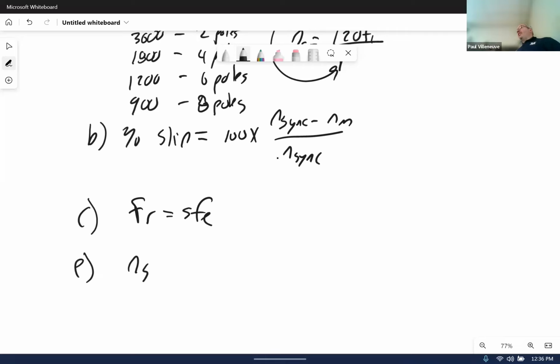Inductors don't work on DC, right? They work on AC because you have to have a constantly changing magnetic field to have it function. Otherwise, it's just a short circuit. So that constantly changing magnetic field creates a constantly changing current. And so it's the same thing over here. It has to have an AC frequency.